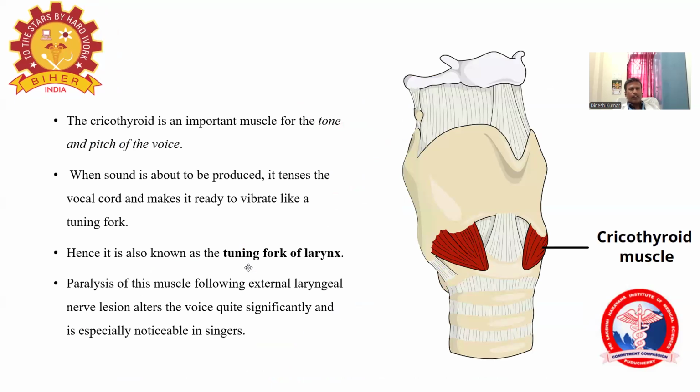Next is the cricothyroid, an important muscle for the tone and pitch of the voice. When sound is about to be produced, it tenses the vocal cord and makes it ready to vibrate like a tuning fork. Hence, it is also called the tuning fork of the larynx. In case of paralysis of this muscle following external laryngeal nerve lesions, the voice quality is altered significantly, and this is especially noticed by singers. So that is the singer's nodules. This is a very important muscle, the cricothyroid.